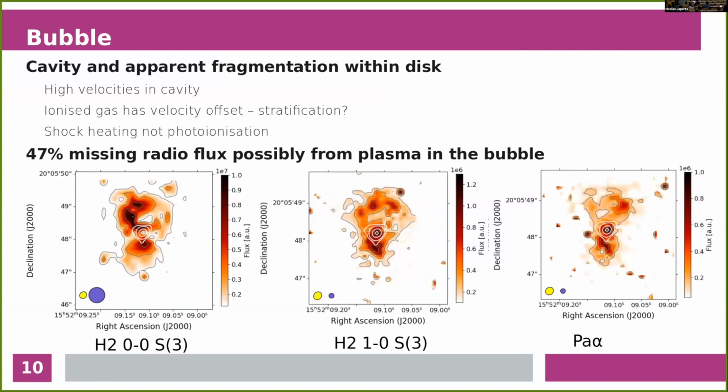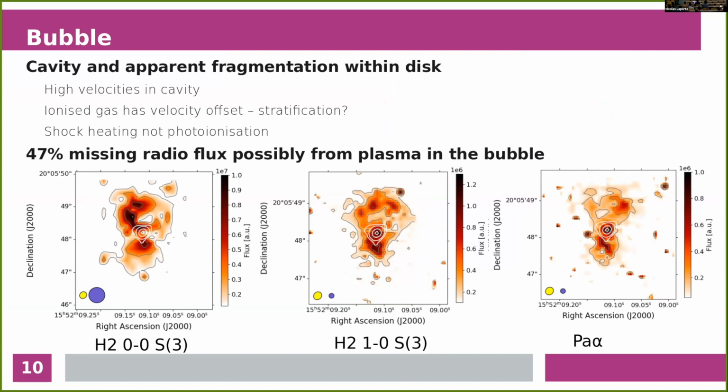Now, I'm not going to go through everything because there's way too much in this galaxy, but one of the nicest things we saw, which was not obvious in the previous data, is that this object seems to contain a huge cavity, which is very consistent with the idea that there is a shock mechanism.